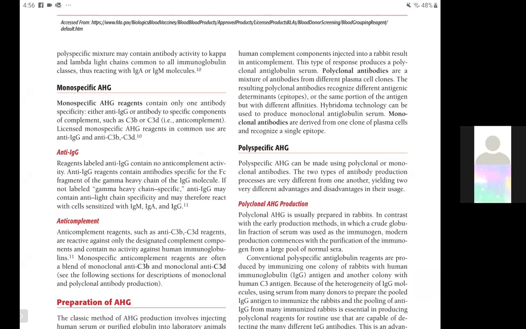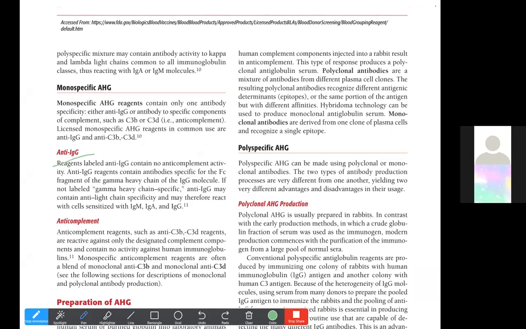So if we have a monospecific AHG, then this could be the anti-IgG, but even that could be directed against the IgM or the IgA or the IgG, even if it is not specific for the gamma heavy chain. And the anti-complement can also have mixed reactivity against the C3b or the C3d reagents, and this would have no activity against human immunoglobulin. So anti-immunoglobulin would have no complement activity, but the immunoglobulin fraction could be either IgM or IgA.